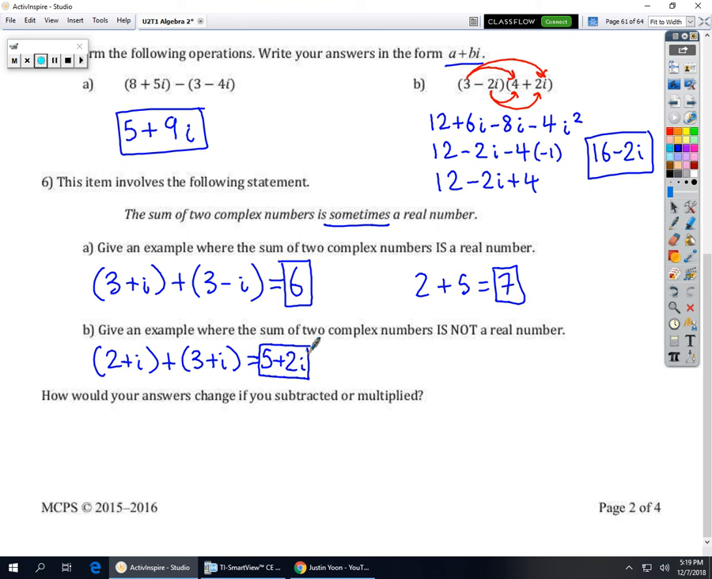But we don't have to pick anything this difficult. All we need is two complex numbers that don't make a real number. So we could just do, I don't know, i plus 2i. i plus 2i makes 3i. Okay, that's another easy example.